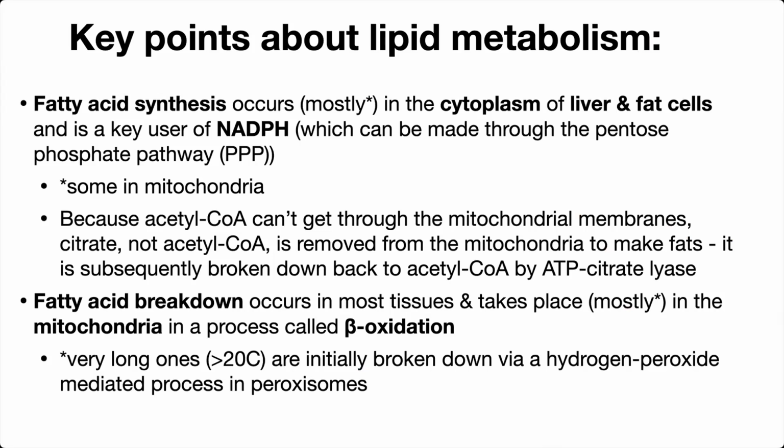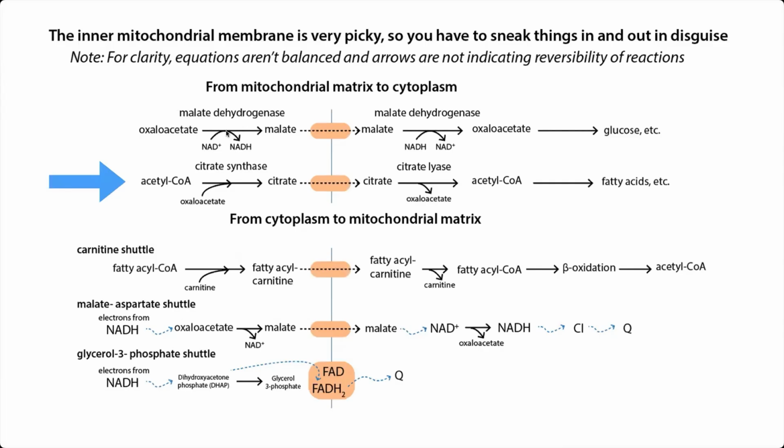So to review some of the key points from lipid metabolism, our fatty acid synthesis is going to occur mostly in the cytoplasm of our liver and fat cells, and it's going to be a key user of NADPH, which, remember, we can get through the pentose phosphate pathway. I say mostly because some of it occurs in the mitochondria, but we don't need to worry about that. Because acetyl-CoA can't get through the mitochondrial membranes, we snuck it out in the form of citrate, and then we took it back to acetyl-CoA.